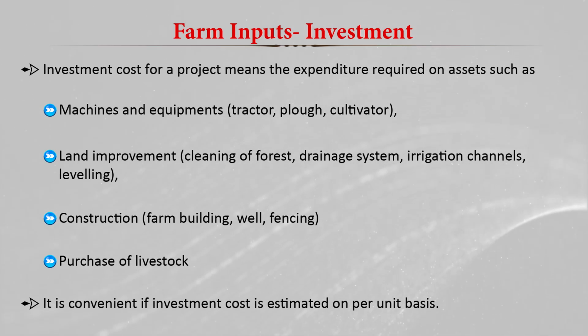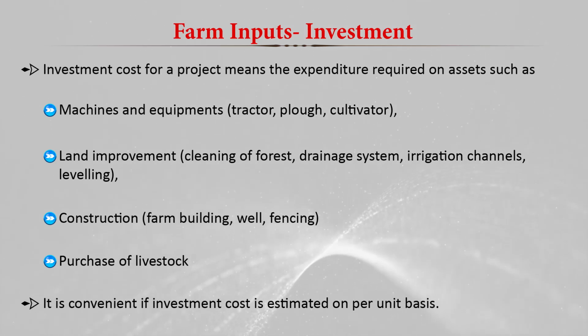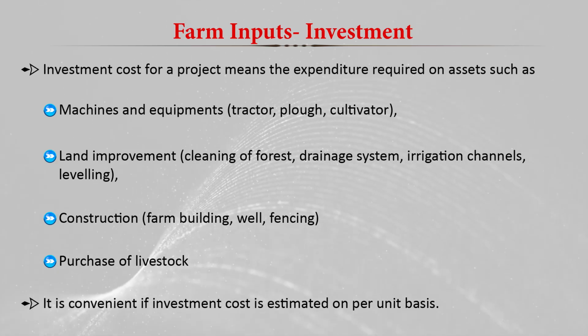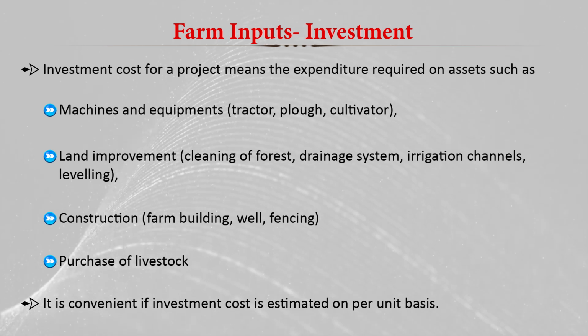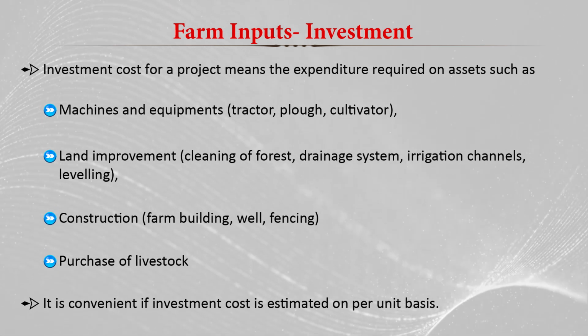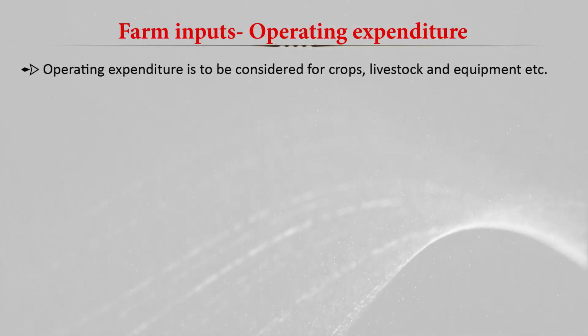So it is convenient if investment cost is estimated on a per unit basis. So it is better to have the estimates of the investment per unit of the machinery or per building or per animal. And then operating expenditure is another part of the farm input component of the farm investment analysis. And operating expenditure is to be considered for the crops and livestock, equipment, etc.